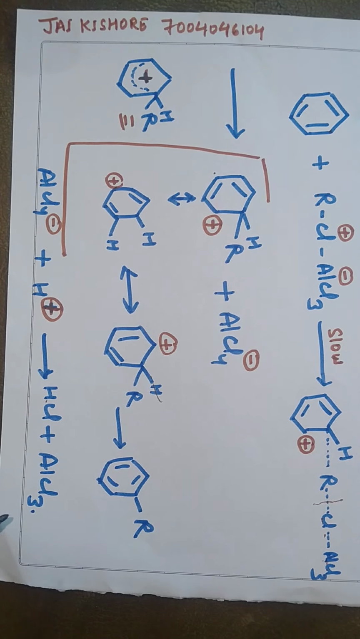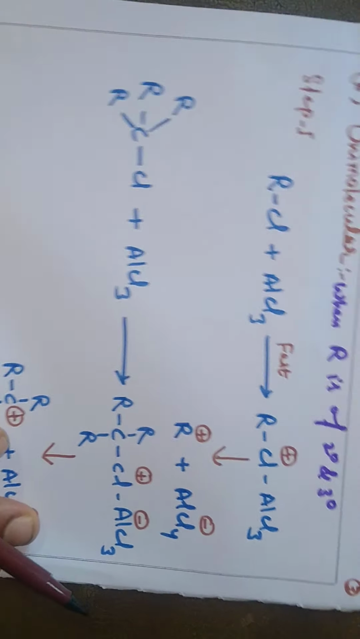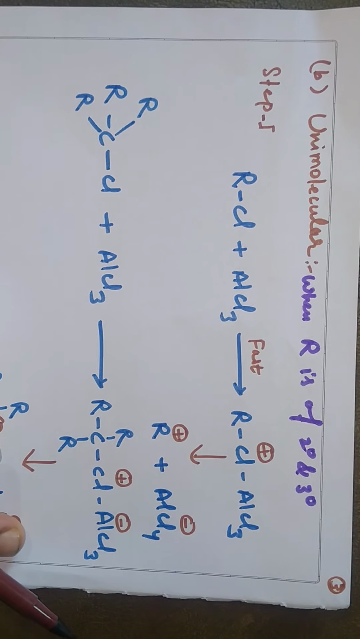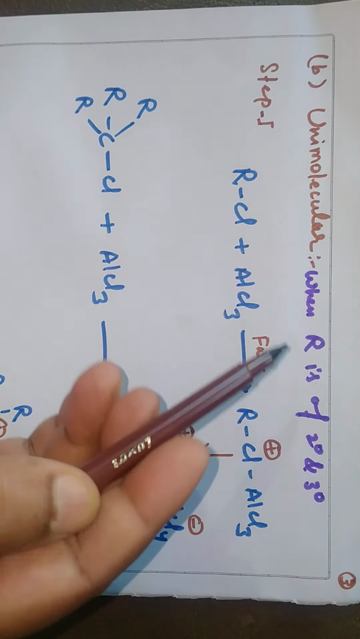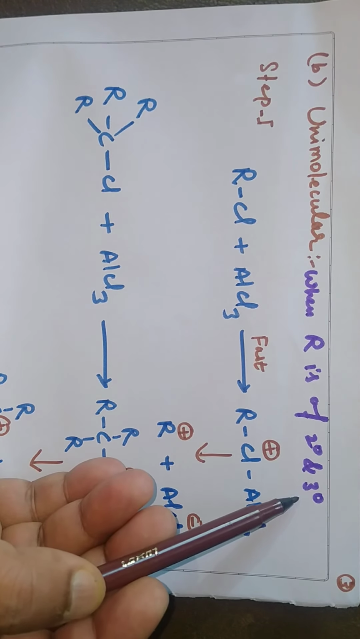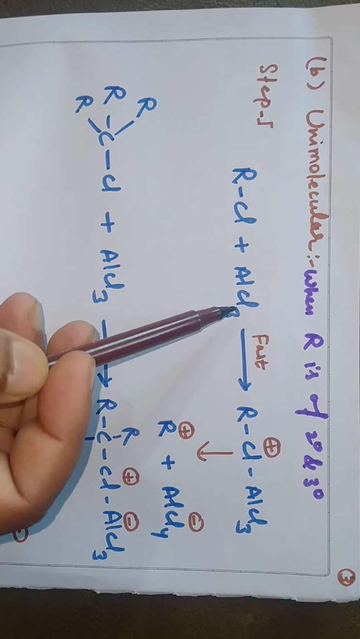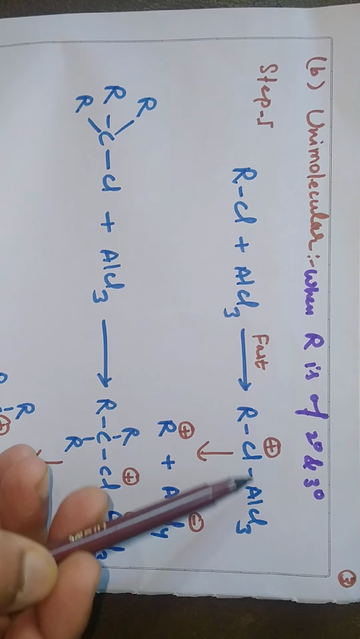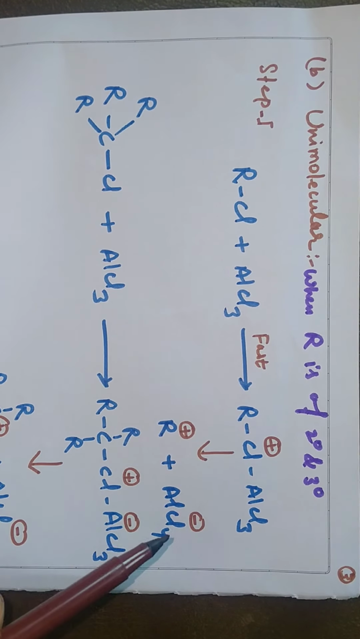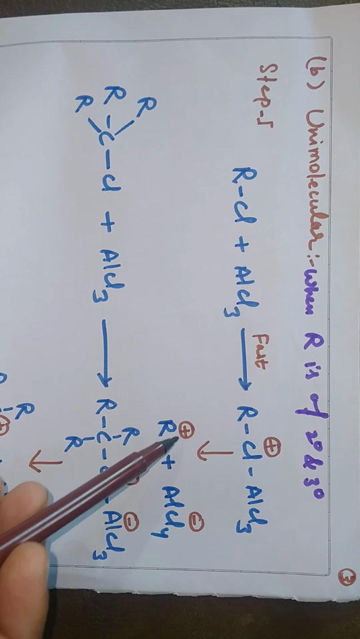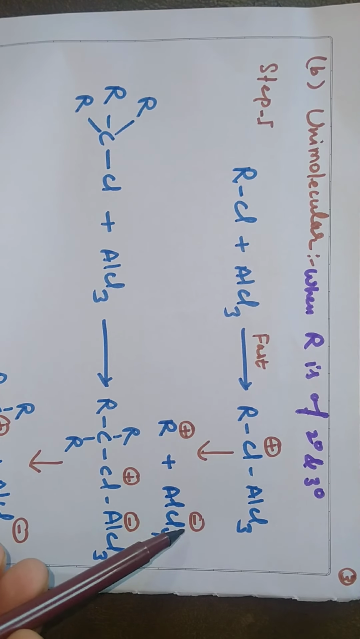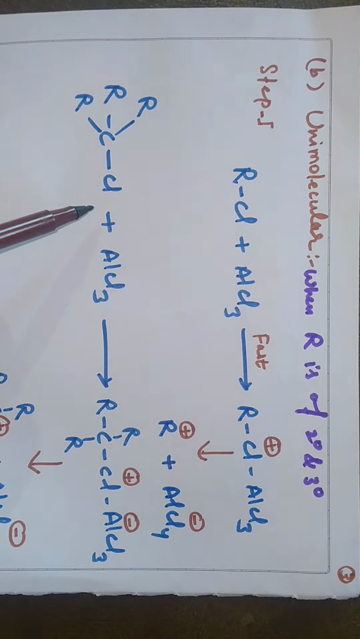Now we are going to discuss the mechanism of the alkylation reaction of the unimolecular reaction. So in unimolecular, what happens? R is of 2 degree or 3 degree. So first of all, haloalkane forms a complex with AlCl3. As a result, complex 1 is generated. Now after that what happened? This splits to form R plus and AlCl4 minus. So here we have given one example.